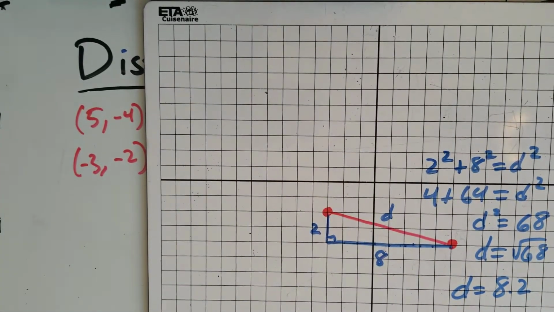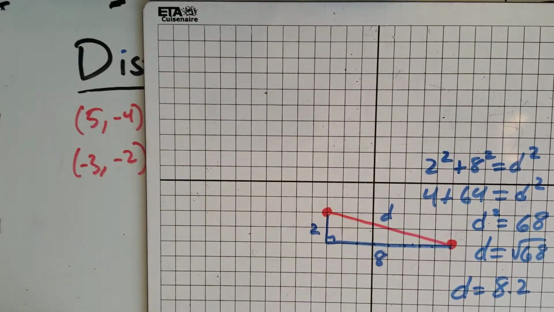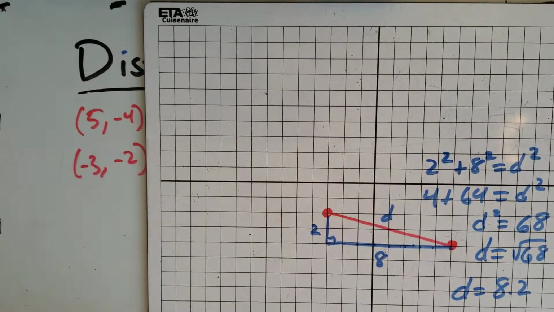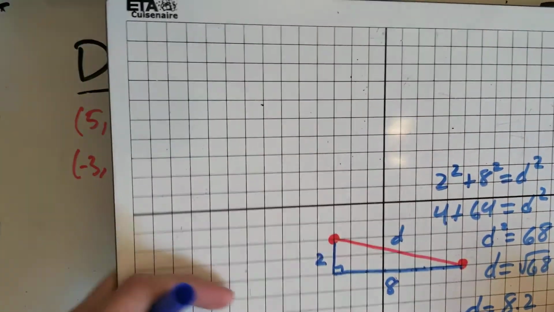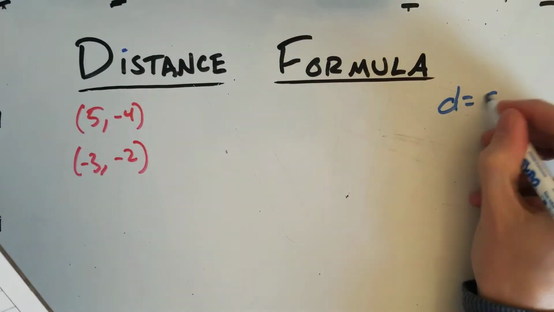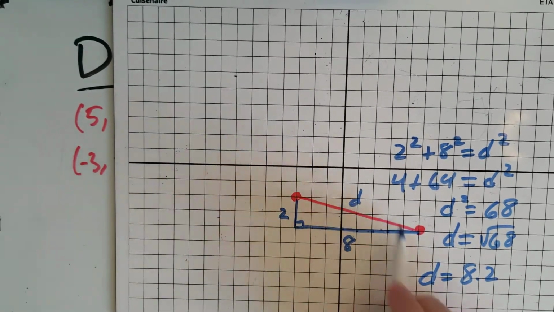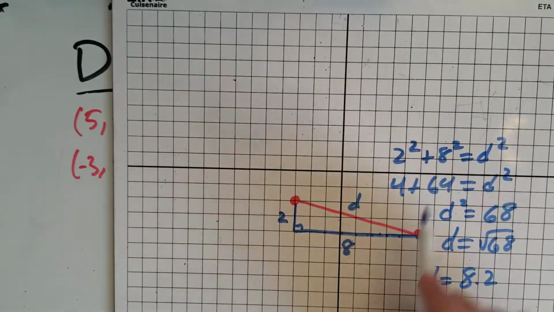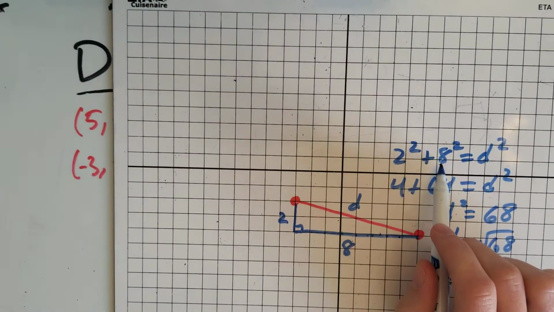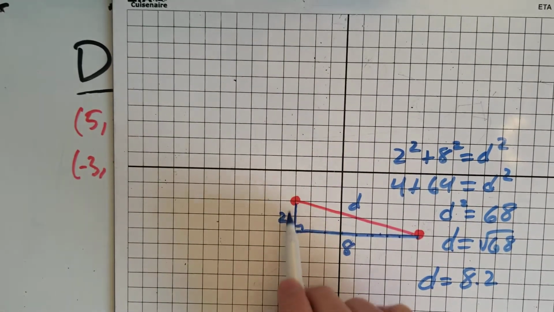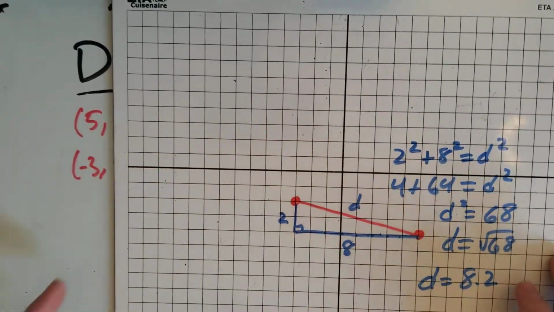Now we want to try to figure out a way to do this without having to plot the points. Maybe we don't have coordinate planes. But we will write down that d is 8.2. And we really want to think of what we did here. In order to do this, we use the Pythagorean theorem, and the 2 and the 8, those are the legs. Those come from the vertical change and the horizontal change.